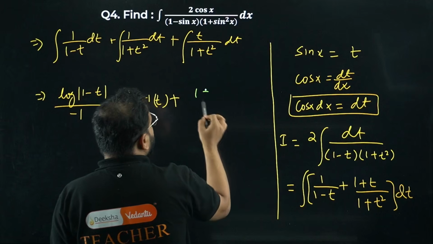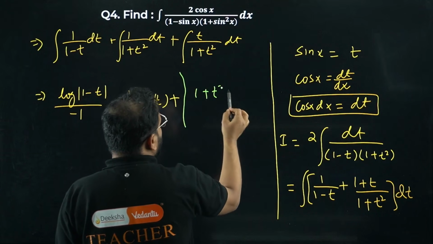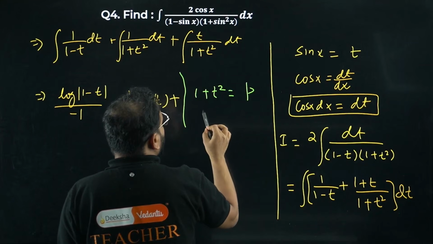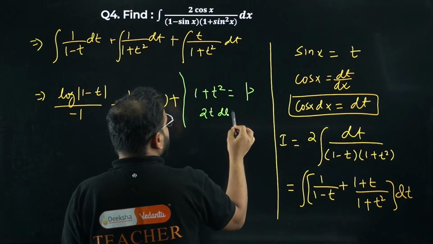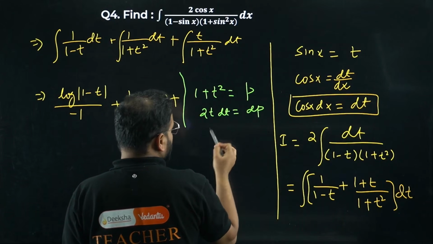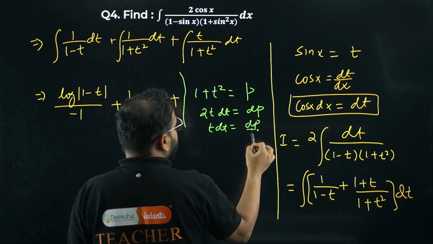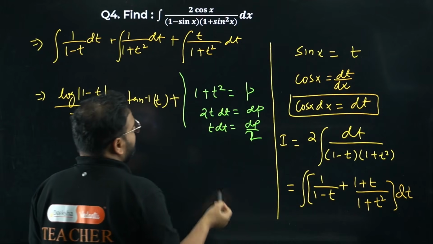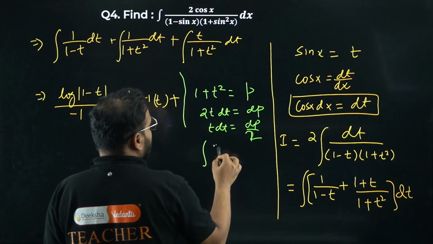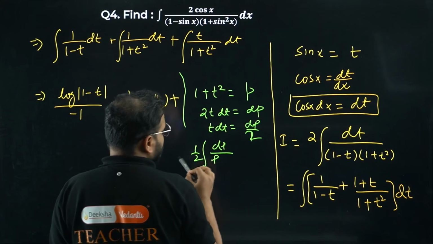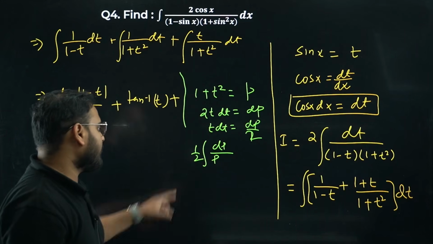Take this part separately: 1 plus t square equals, let's say, p. What am I going to get? 2t dt equals dp. So this will become, sir, t dt is dp by 2. This will become integration of dp, with 1 by 2 outside over here, and this p. Correct, now 1 by 2 dp by p.